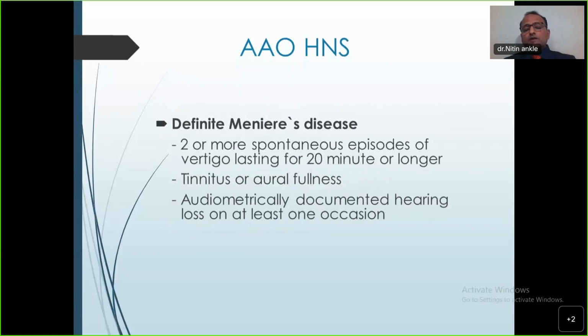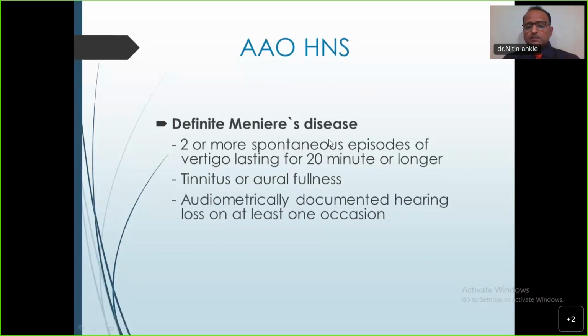Now comes the real part of it, in a sense. How do we classify this disease? It is a complicated disease, because it overlaps with so many other diseases also. There have been some classifications in 2015, but nobody has given a complete classification after 2015. The classification I'm giving you was given somewhere in 1995 by the American Academy of Otolaryngology and Head and Neck Surgery.